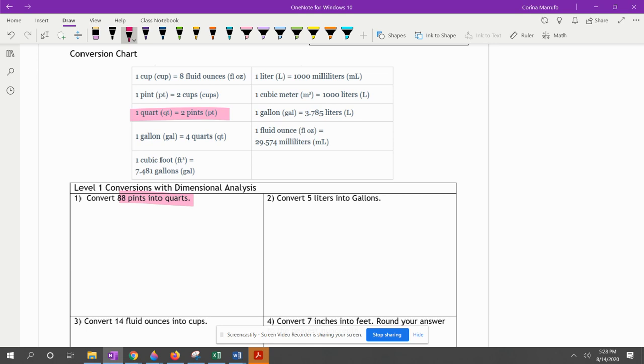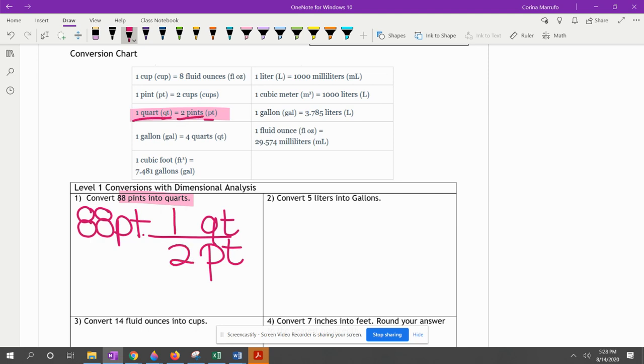So this is how we start. Start 88 pints. We are converting to quarts. So in order for us to convert to quarts, we're going to multiply it times, and then we're going to put pints on bottom so that they cancel each other out. And we're going to put quarts on top. So they do give you the abbreviation for each one, just in case you weren't sure. And then they tell us 1 quart, so 1 goes on the top, is equal to 2 pints. So 2 goes on the bottom with the pints, and then we go ahead and simplify.